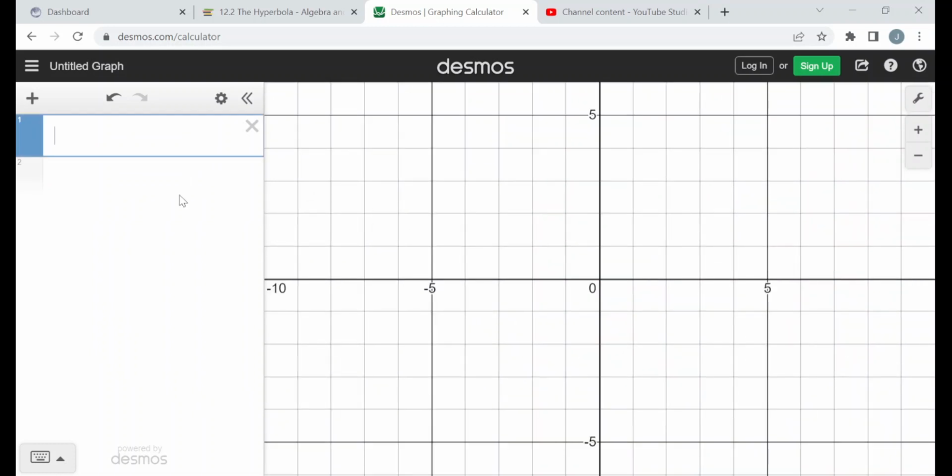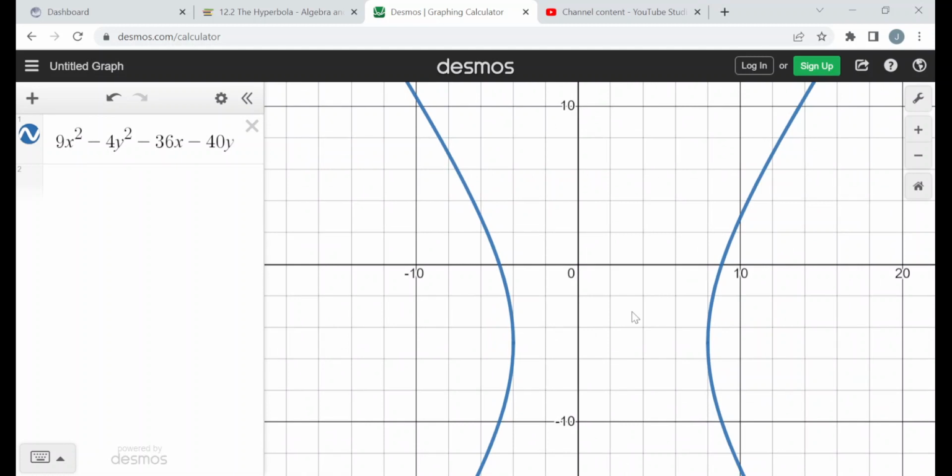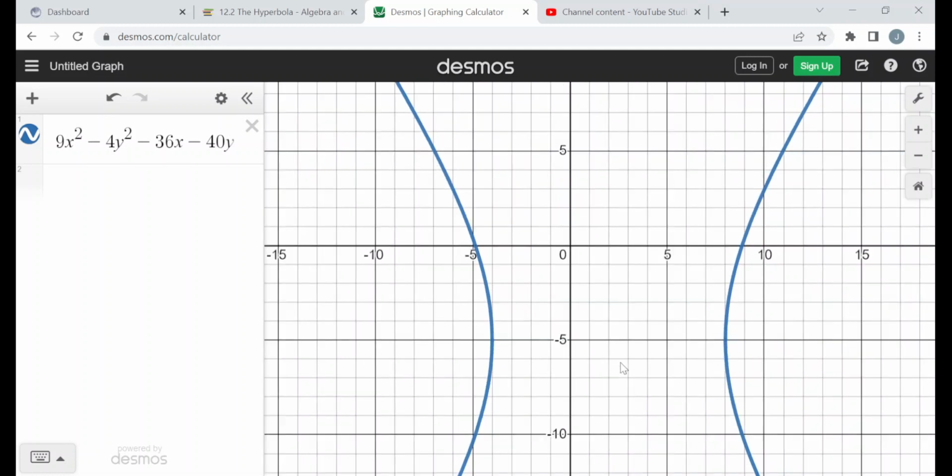All right, so the equation we were given, 9x squared minus 4y squared minus 36x minus 40y minus 388 equals 0. And you see this hyperbola. You see it showing up. All right, look at that. All right, and then I'm just going to graph the other equation, and you'll see it's the exact same picture. Right, it's going to be right on top of this one.